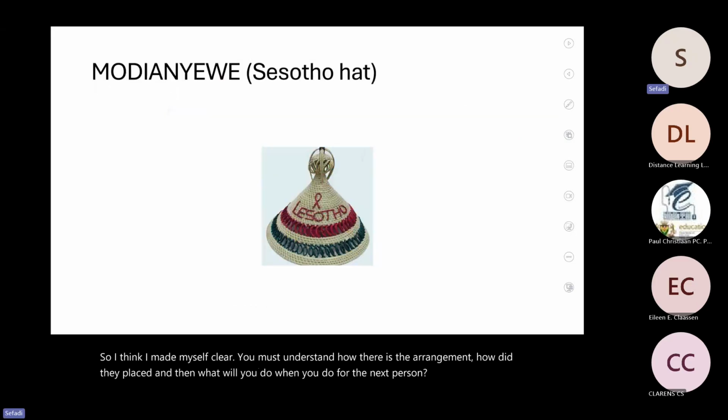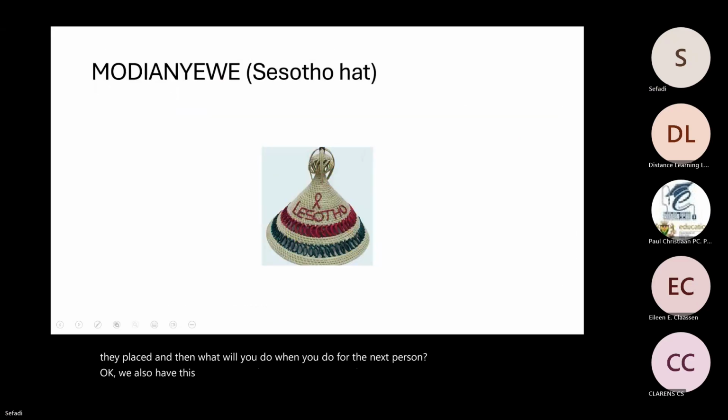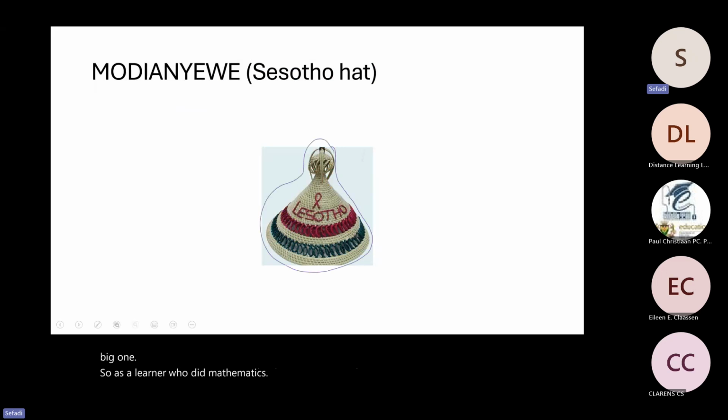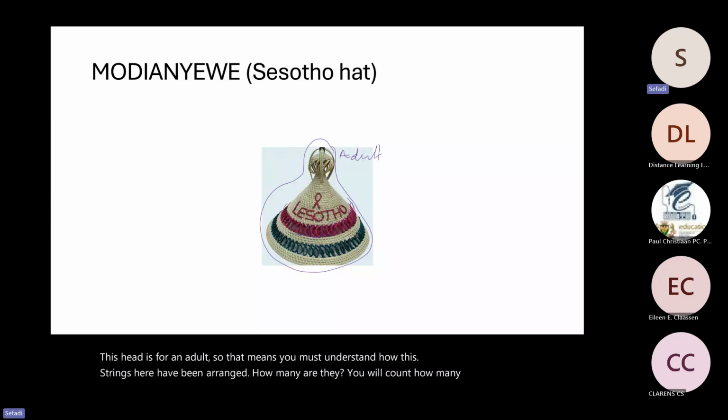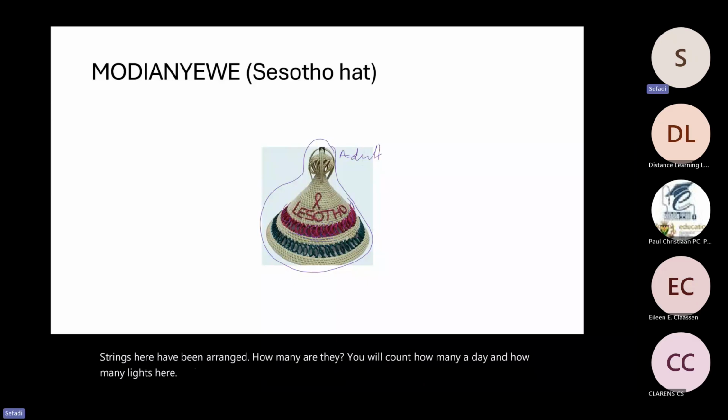Okay, we also have this one, the Sesotho head. As you can see, the Sesotho head, this one I think is the big one. So as a learner who did mathematics, when the question says, let's say, this head is for an adult, that means you must understand how the strings here have been arranged. How many are they? You will count how many are there and how many lines here. That means you understand what it is.